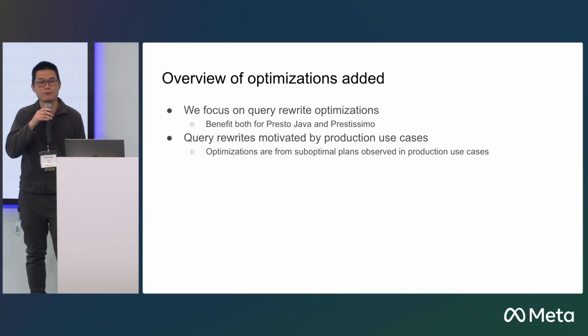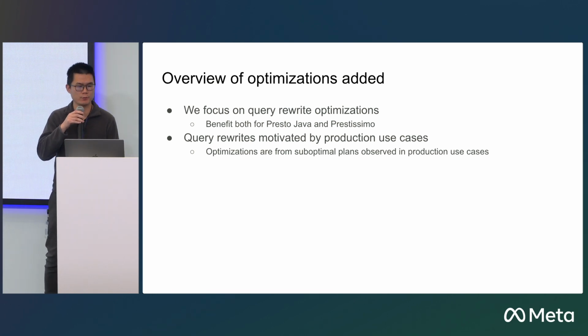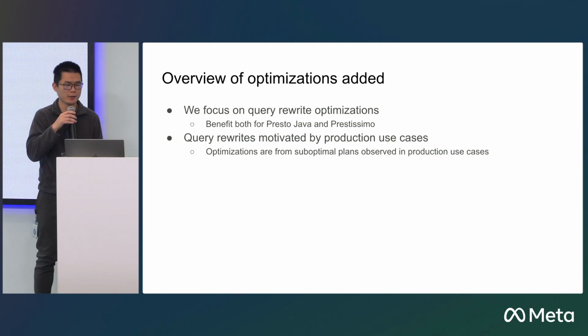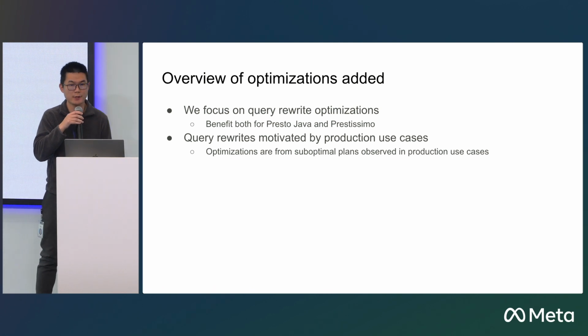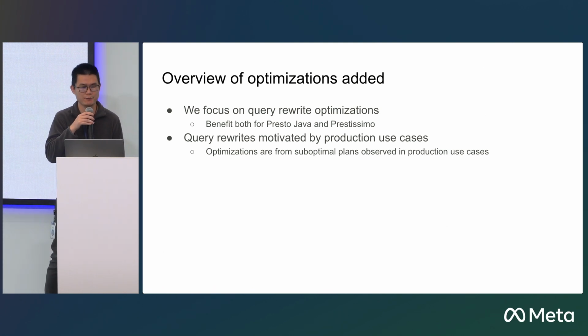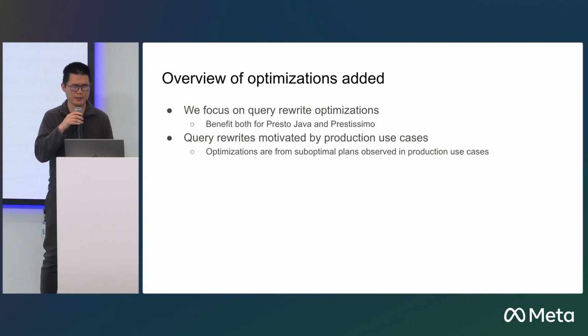For the optimizations we have added, we focus on query rewrite optimization. This is because this optimization can benefit both Presto Java and Prestissimo. And also all these query rewrites come from the production workload we have seen within Meta.